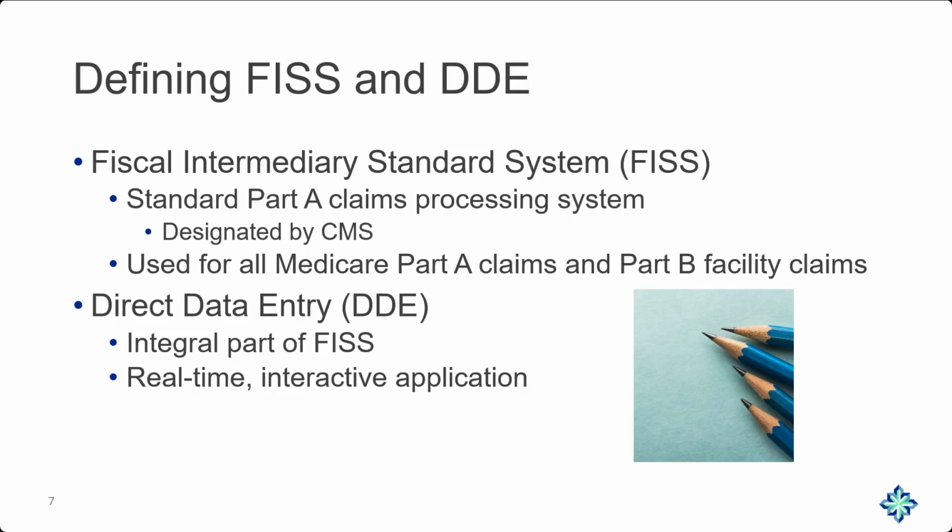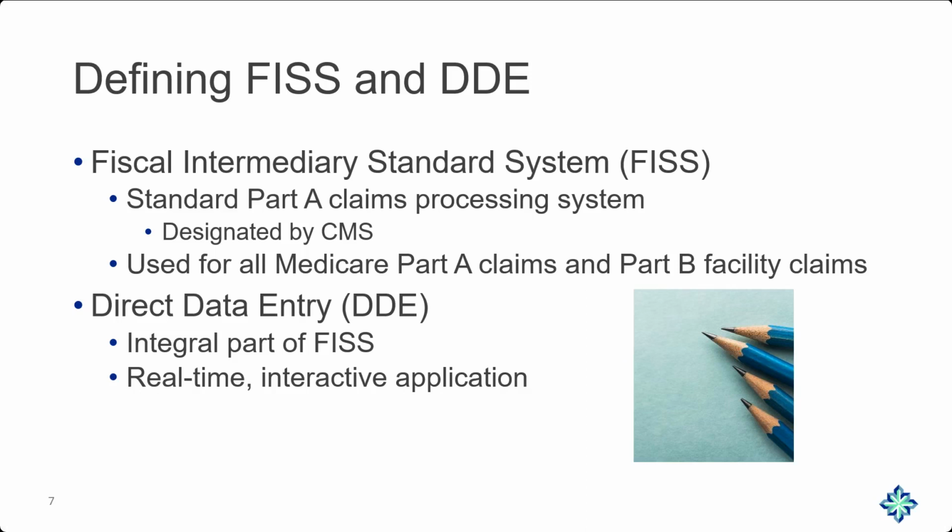You might also hear or see FIS defined as the fiscal intermediary shared system. We've seen it listed that way on the CMS website. So I just want to make sure that you know that those are both correct terms, whether you see it as shared or as standard. It's a shared system because all contractors are sharing the use of it. But it's also the standard system because that's the one that CMS has chosen for use.